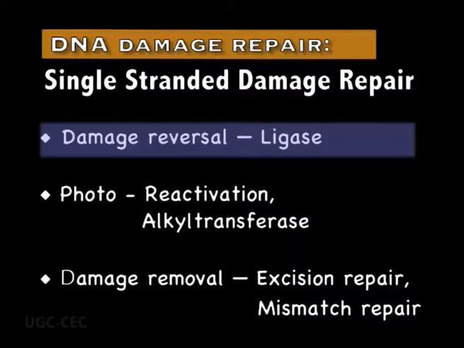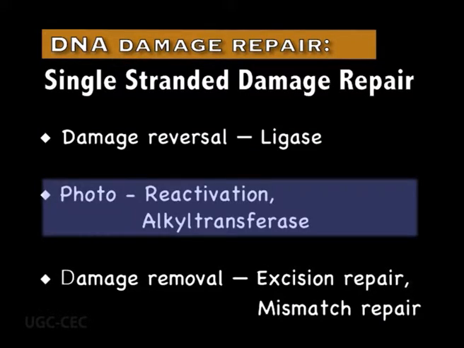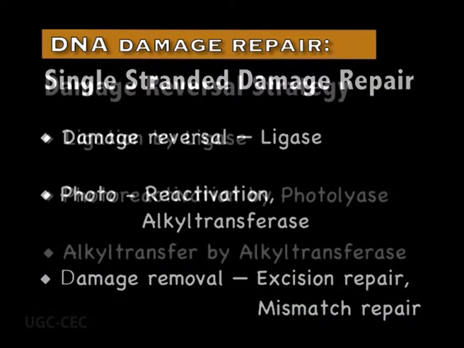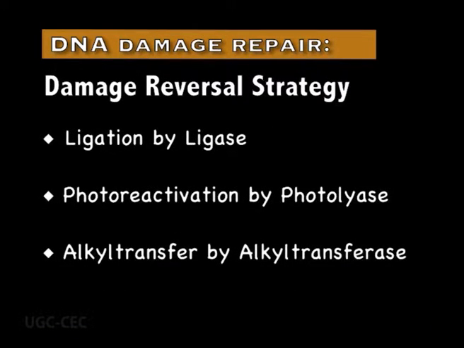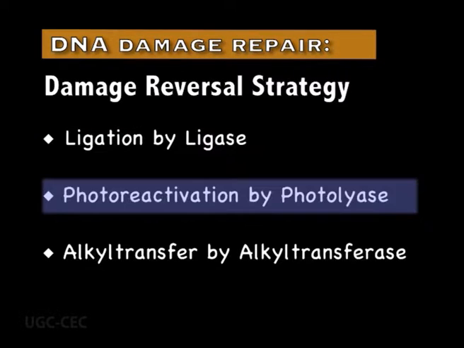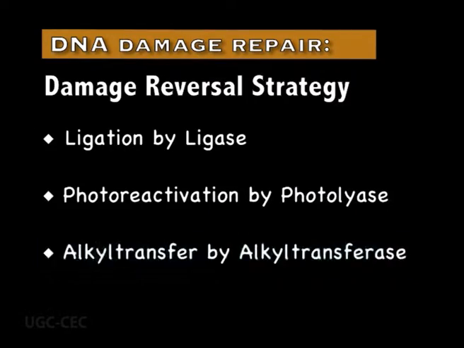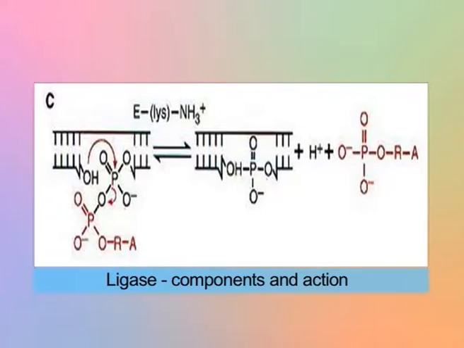It includes damage reversal. So I will talk about ligase, photolyase as well as alkyl transferase action, as well as damage excision or removal by excision repair as well as mismatch repair. So the damage reversal strategy includes ligation by ligase, photoreactivation by photolyase, as well as alkyl group transfer by alkyl transferase. Ligase, if a very short gap is made between the 3' hydroxyl and 5' phosphate, ligase can just join them up if the nick is very short.